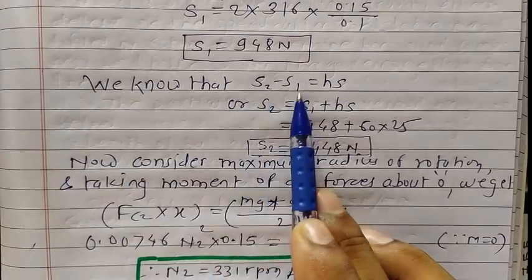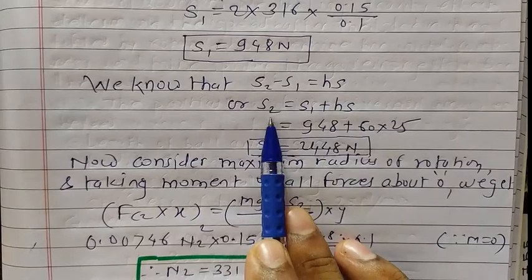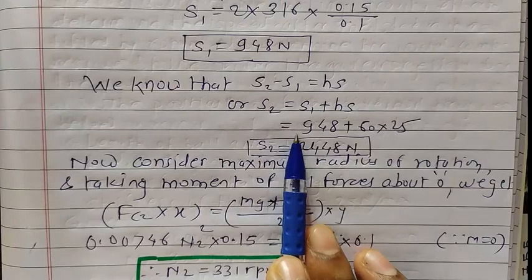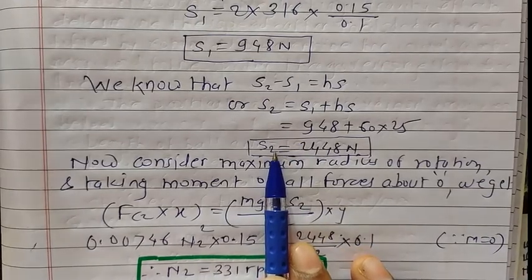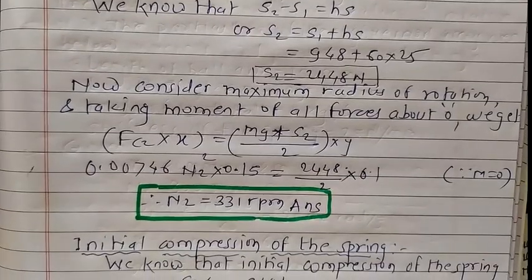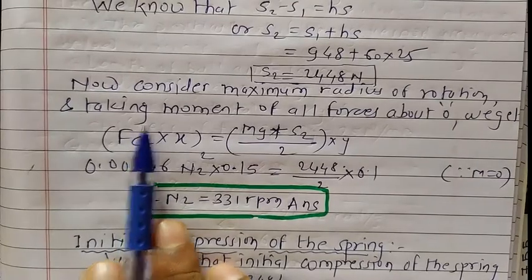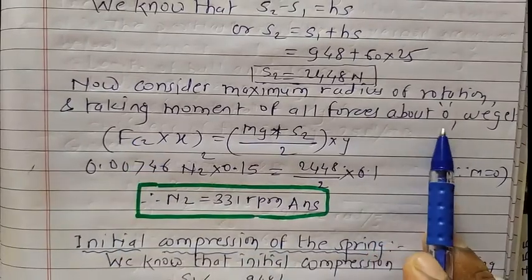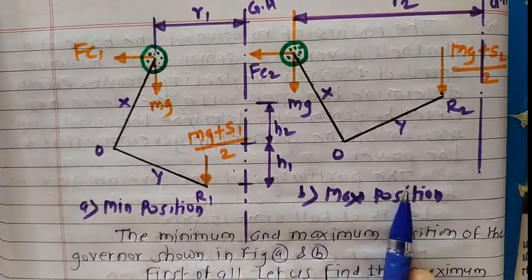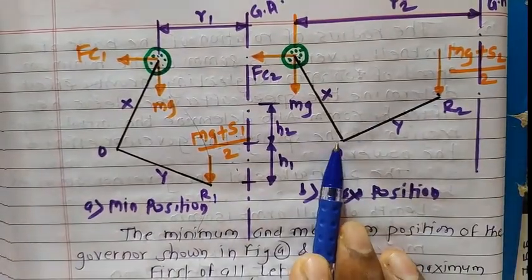What's about the next one? We know that S2 minus S1 equals h into s. So S2 is nothing but, S1 comes towards the right side, and in this way I can get the value for S2. Next, consider the maximum position of the radius of rotation. Take the moment of all the forces about that point O once again, corresponding to the maximum position. In the diagram in front of you, take the moment of this force about this point.